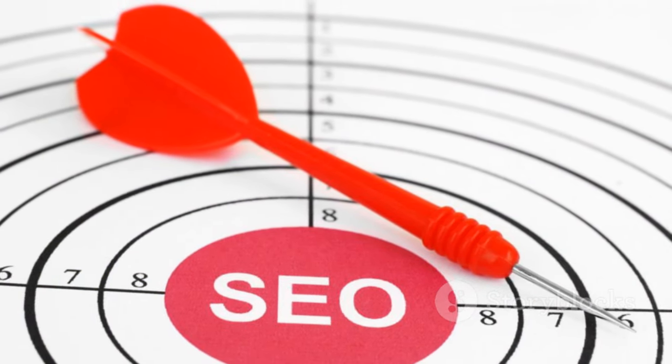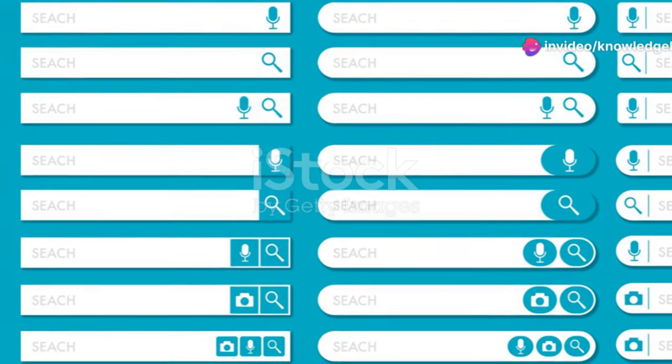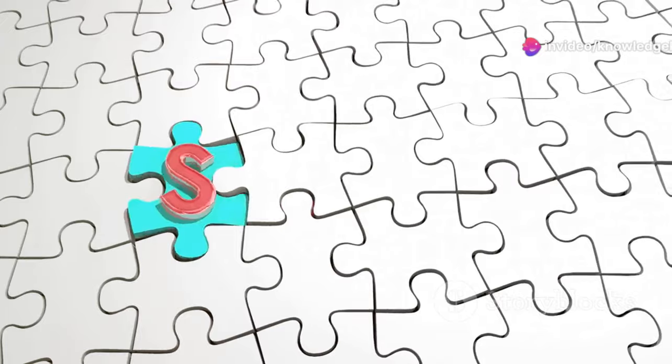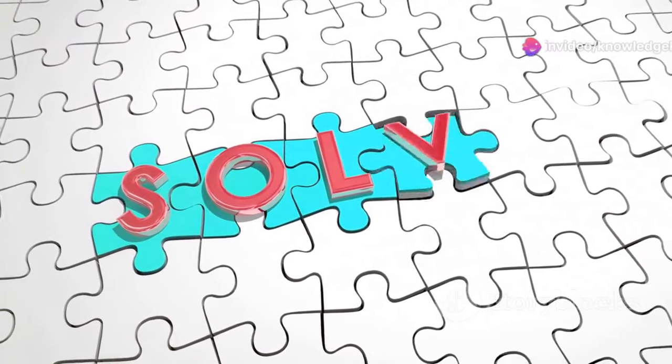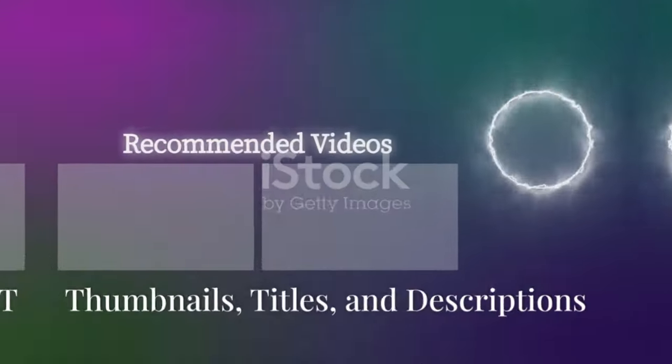Tags are also important. They help YouTube categorize your video. Use a mix of broad and specific tags. Think of tags as additional clues that guide YouTube's algorithm. They help the platform show your video to the right audience.